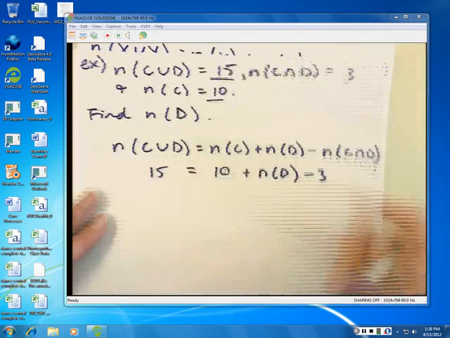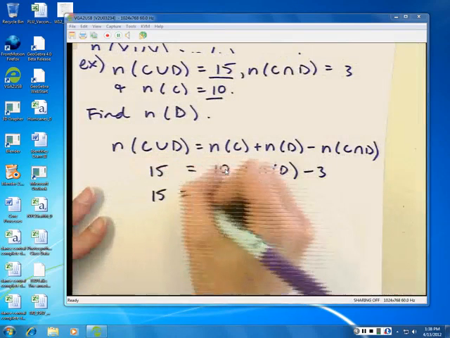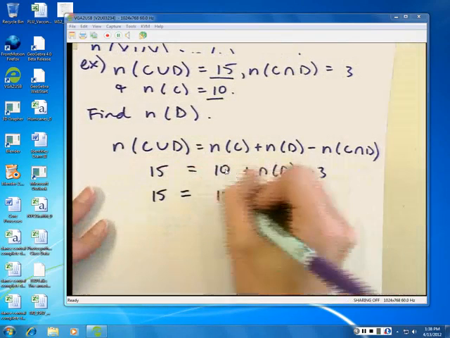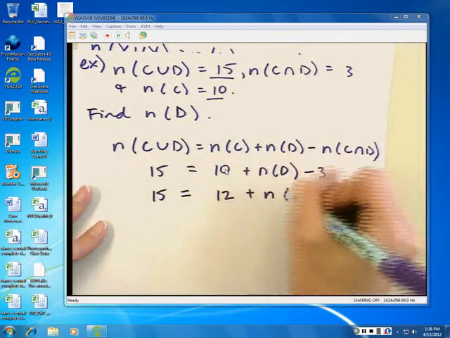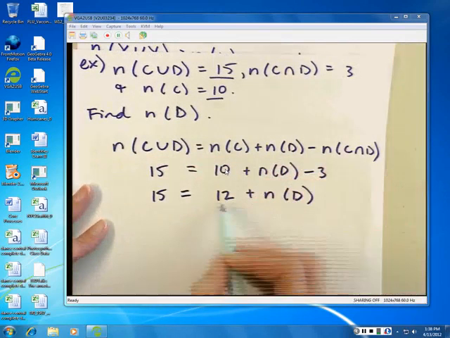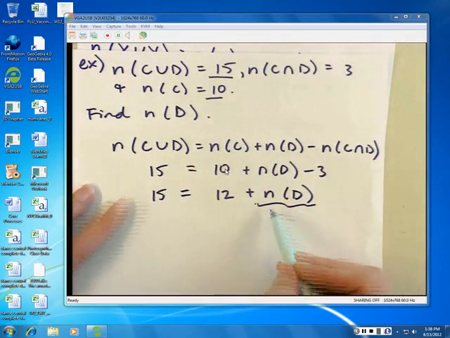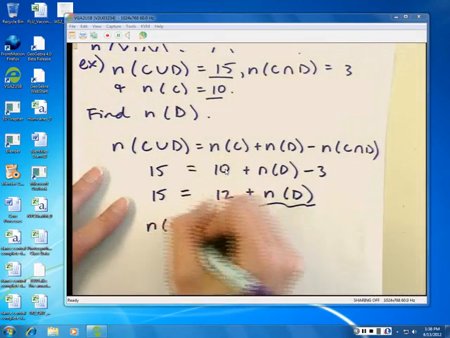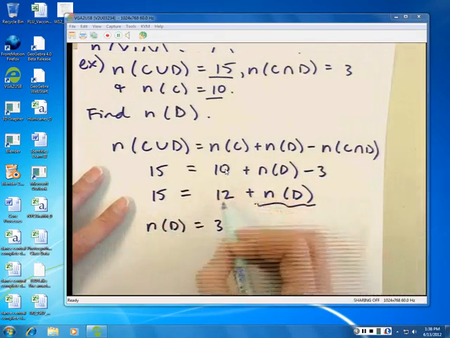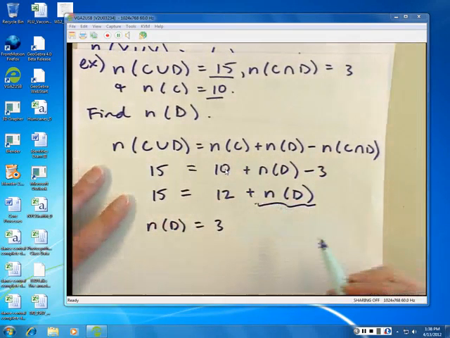Okay, so now I do the math. Just a little teeny tiny bit of algebra. So I have 15 equals 10 minus 3 is 12, 12 plus the number in D. So that means that I needed 3. 12 plus 3 is 15. So the number in D must be 3. 12 plus 3 is 15, and that makes that equation true.